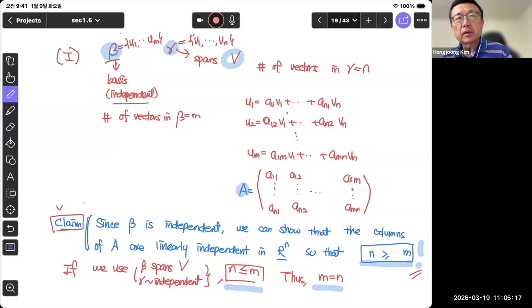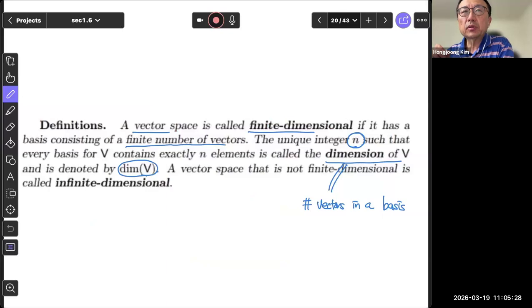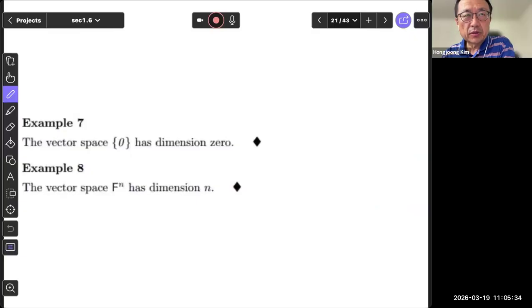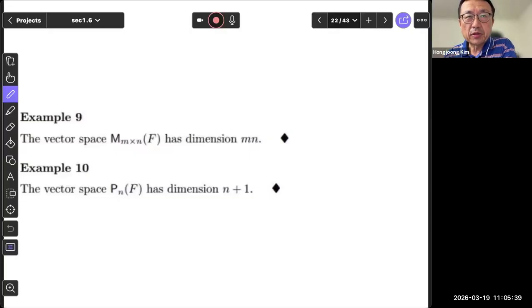And in either way, the point is that the number of vectors in a basis will be the same. And this number is called the dimension. And as I said, we can consider the zero space, the Fn space, the space of matrices, and Pn. You need to be careful with the Pn because for Pn, the dimension is n plus 1, not n. So please be careful with this Pn space.